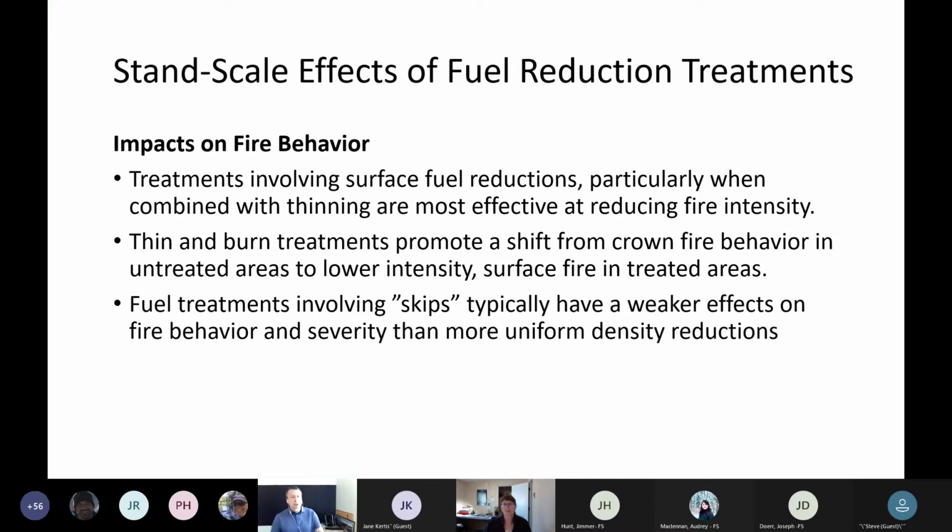And there's some research, although this isn't a heavily studied topic, from drier conifer forests that suggests fuel treatments, so density reductions combined with broadcast burns after those thinnings, that involve unharvested leaf islands or skips, typically have a somewhat weaker effect on moderating fire behavior as well as fire severity than more uniform density reduction. So that's something to consider as we're thinking about implementing variable density thinning and things along those lines versus conventional commercial thinning in combination with understory fuel reduction treatments.